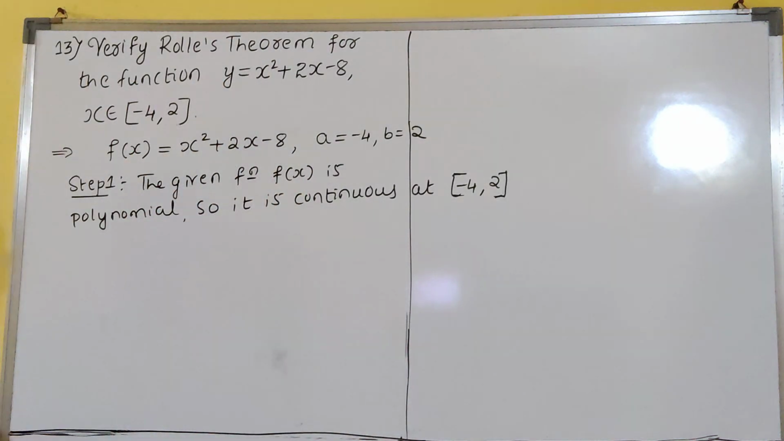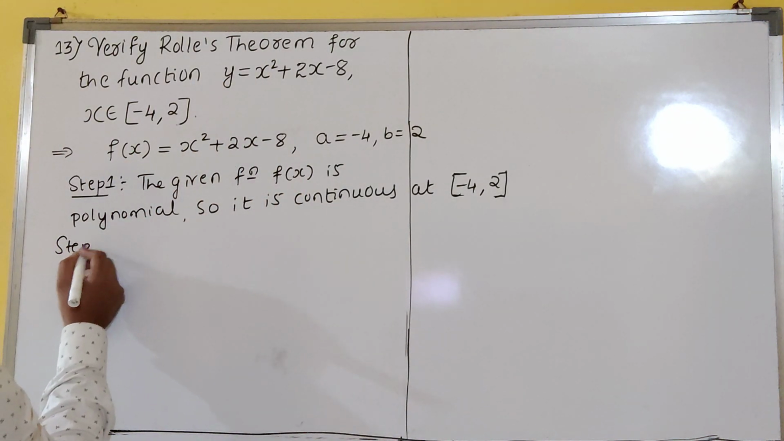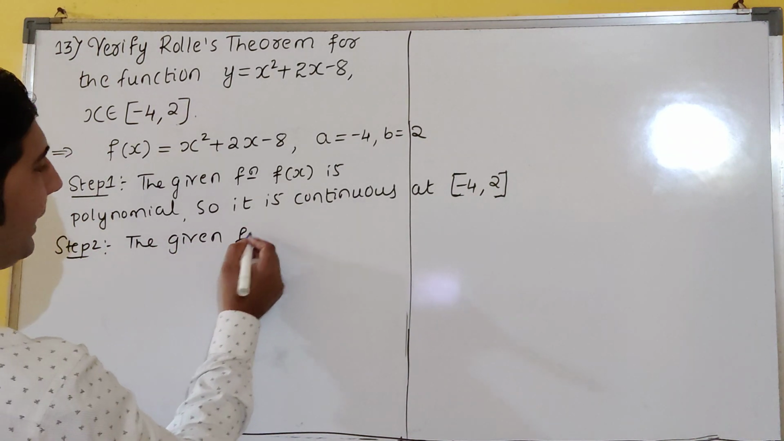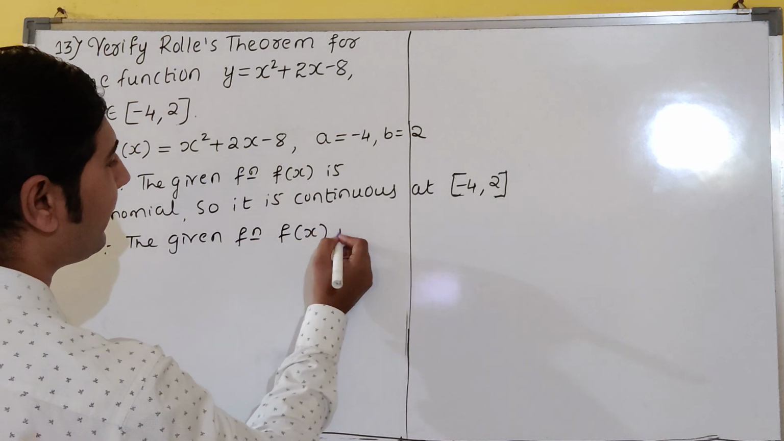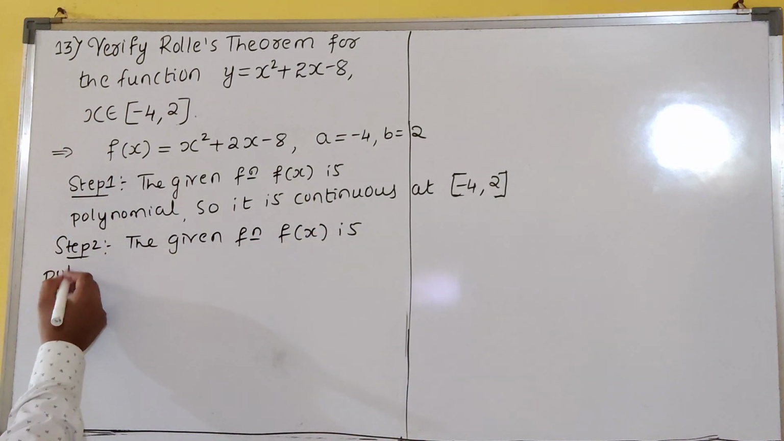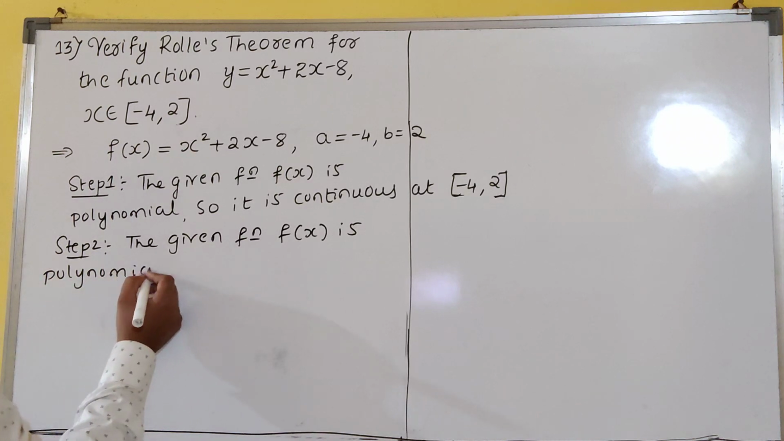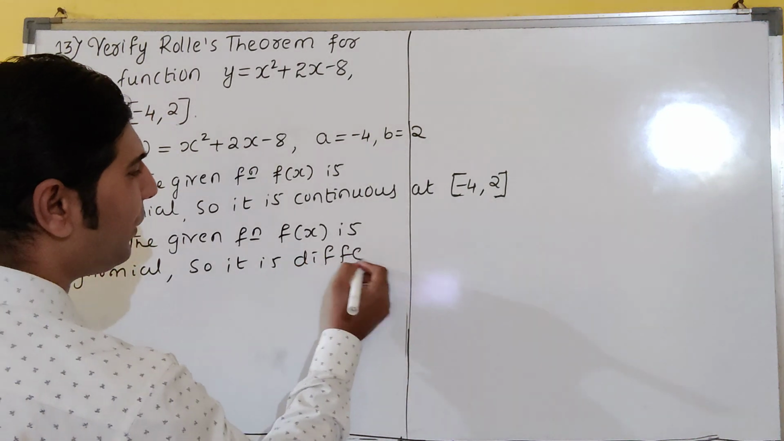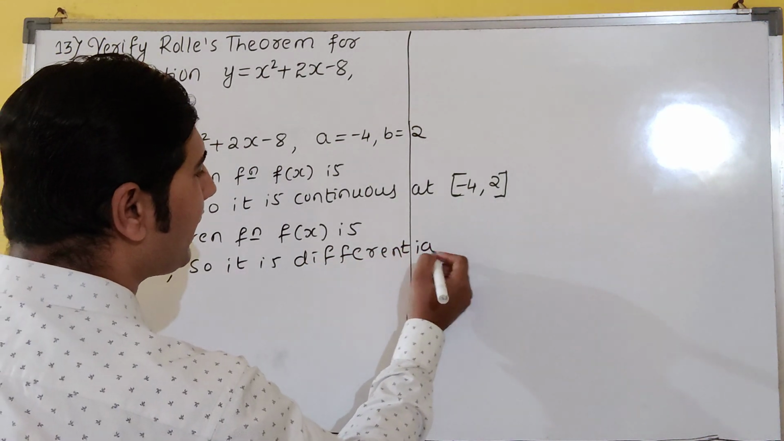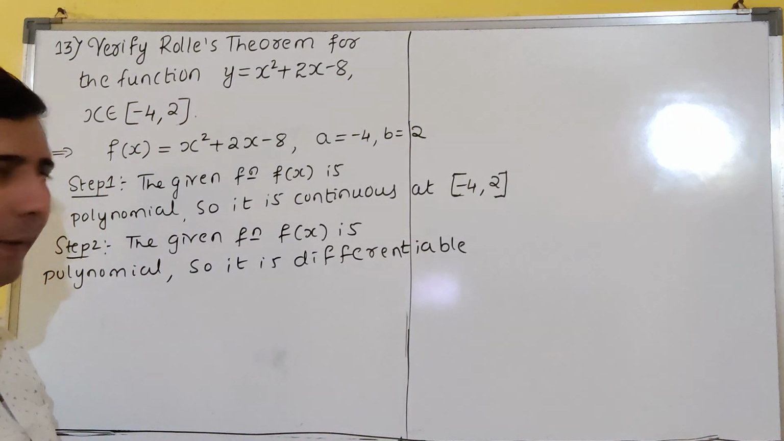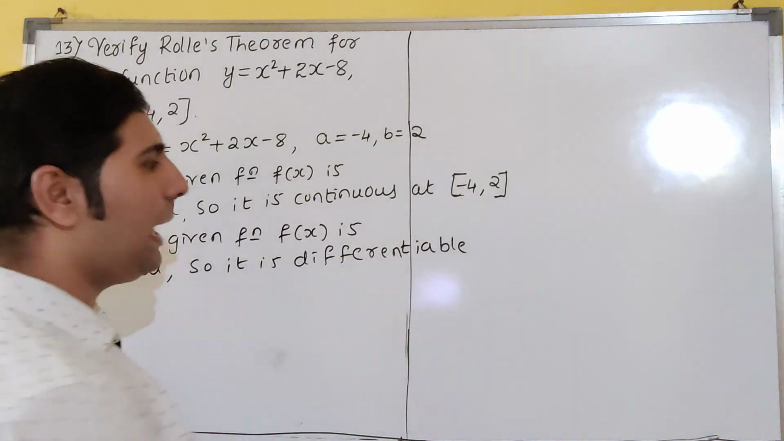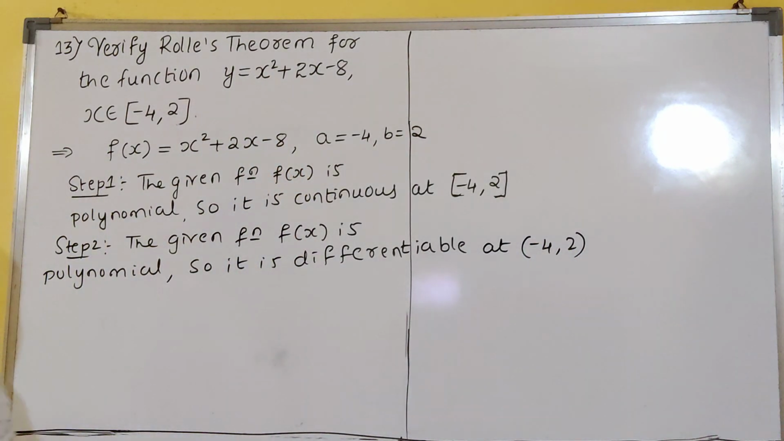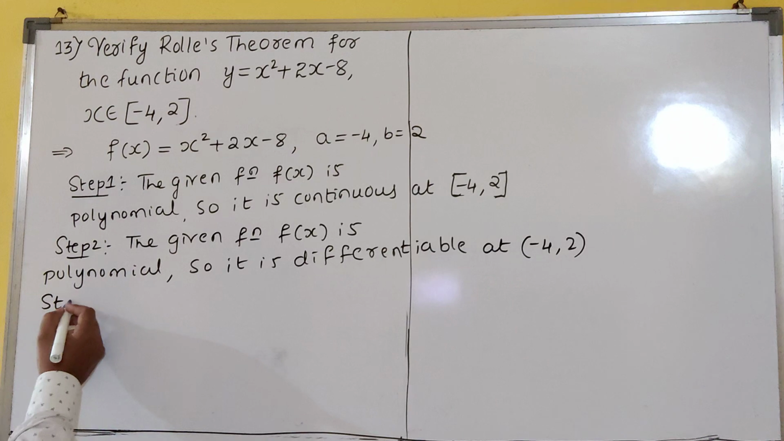Now step 2, you observe. Step 2 is also same only. The given function, see how it is easy. The given function f of x is polynomial. So it is differentiable. Together we can write, but for your understanding purpose I made it totally stepwise. So it is differentiable on the open interval minus 4 comma 2, dear students. Clear?